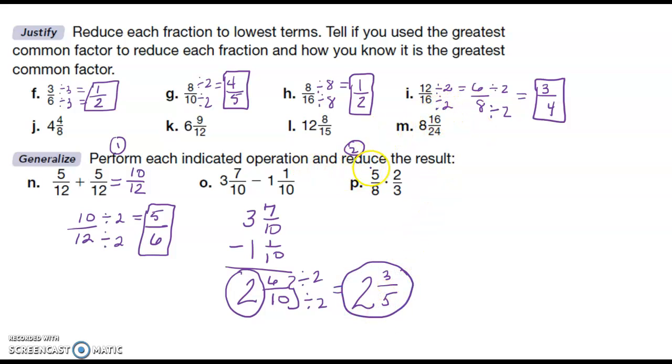All right, P, we are multiplying, so we multiply across the top and across the bottom. 5 times 2 is 10. 8 times 3 is 24. Okay, so let's divide by 2 and see if we can't reduce that. 10 divided by 2 is 5. And 24 divided by 2 is 12. And that's as far as that's going to go. All right, let's see what else we've got going on.